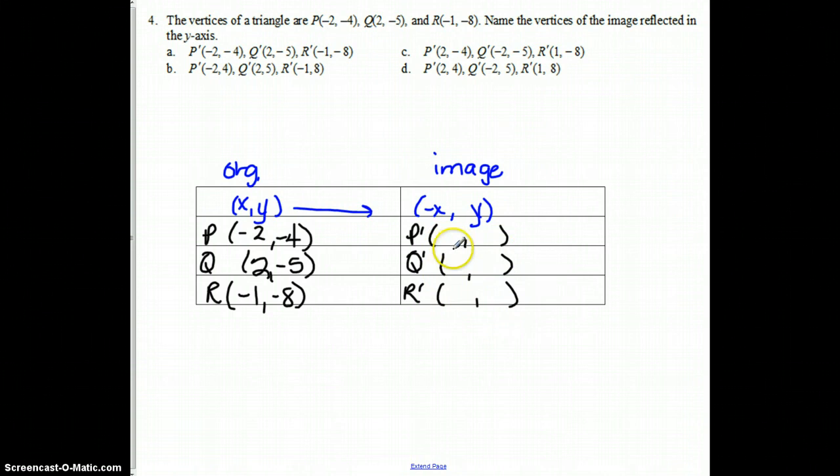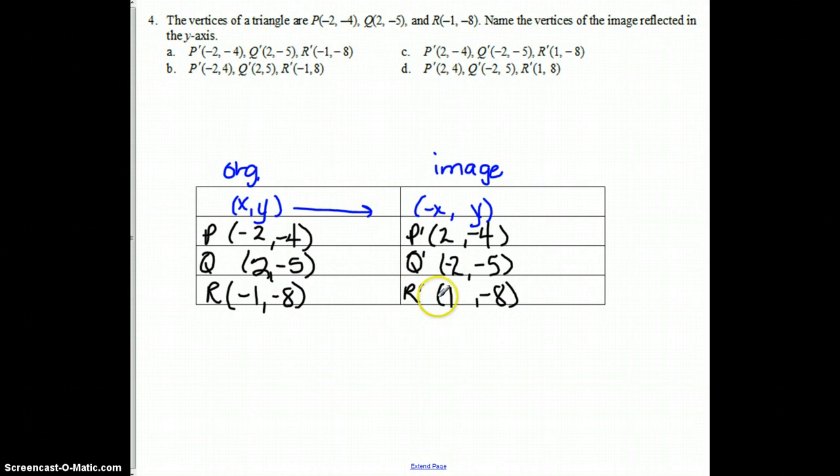So on all of these, the y values stay the same. So I'm going to go through and just do those first. So -4 stays -4, and -5 stays -5, and -8 is -8. And then these are going to be opposites. So -2 becomes +2, 2 becomes -2, -1 becomes 1.